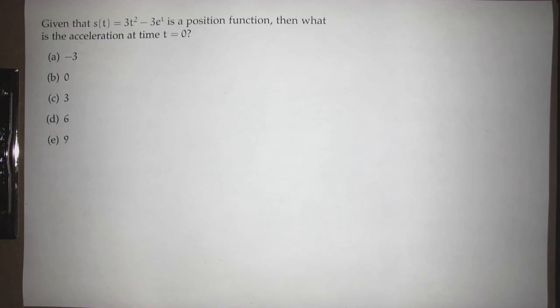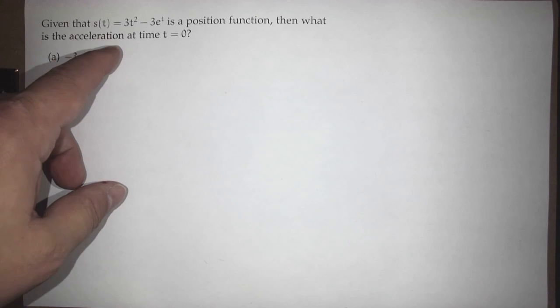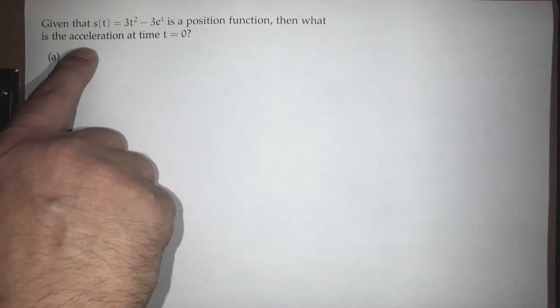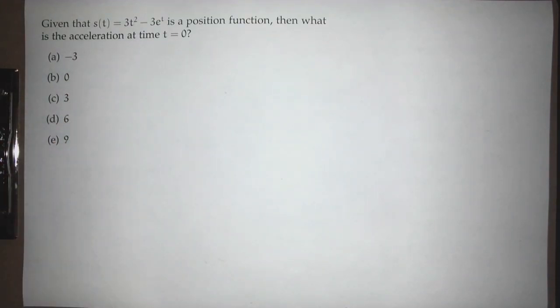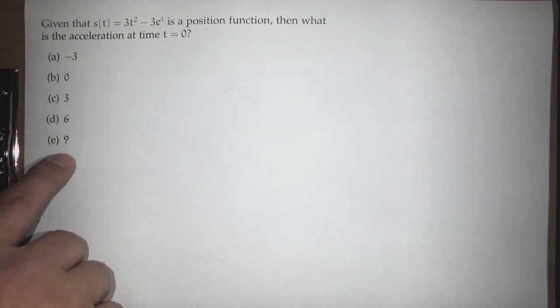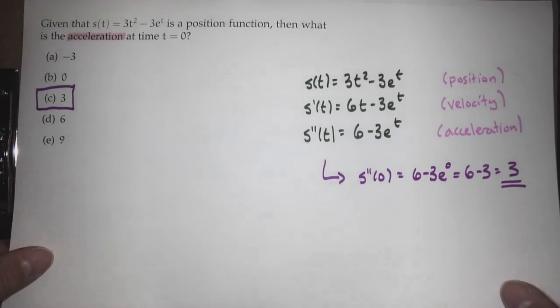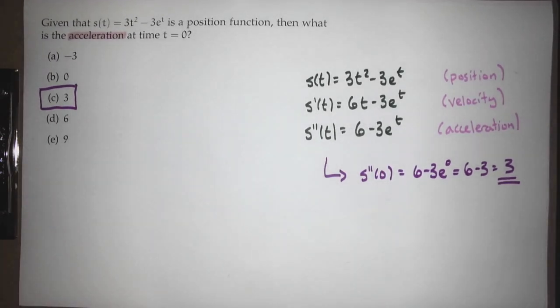So we're given that s of t, and remember s of t is position, behaves like 3t squared minus 3e to the power t. So that's the position function. The question: what is the acceleration at time t equals 0? All right, so we have negative 3, 0, 3, 6, 9. A, B, C, D, or E. What's the answer? C. C is the correct answer.